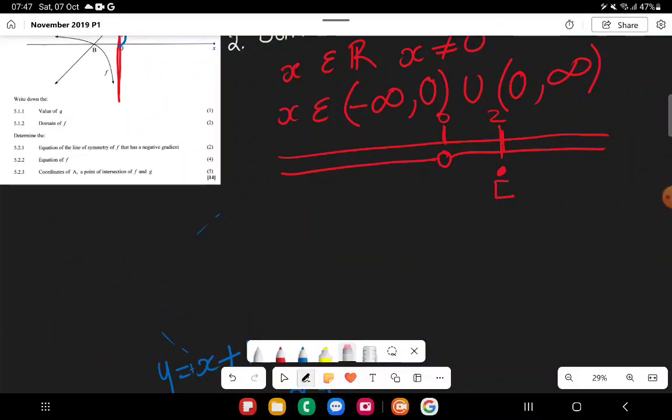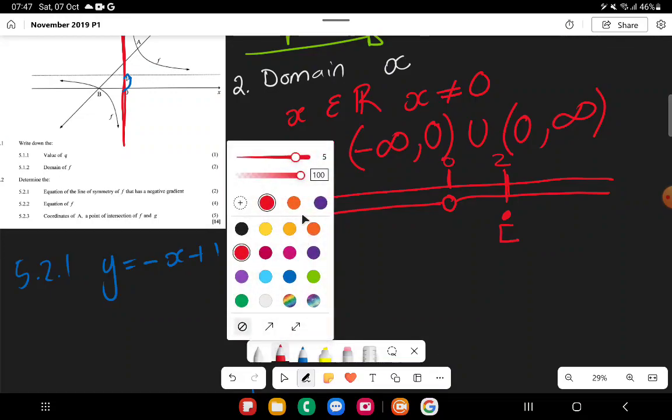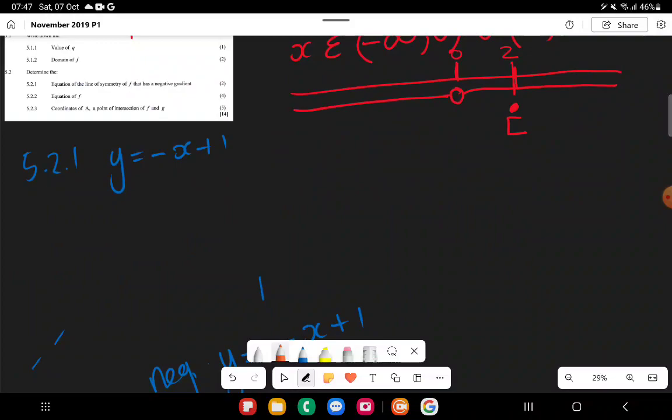Take that all away. So we said for question 5.2.1, we said y is equal to negative x plus 1. What's the equation of the f of x? That one should be easy enough for you to be able to see, but all right, let's calculate.